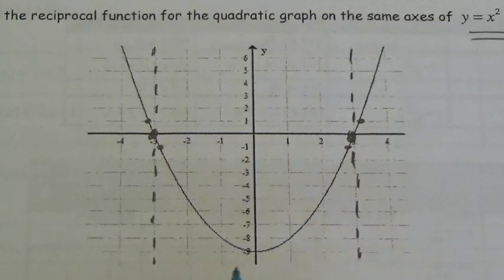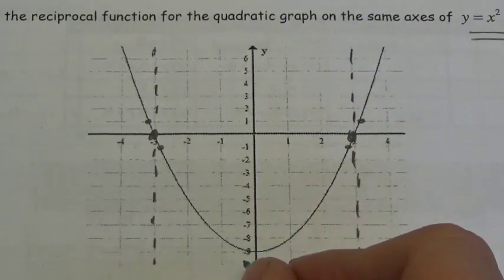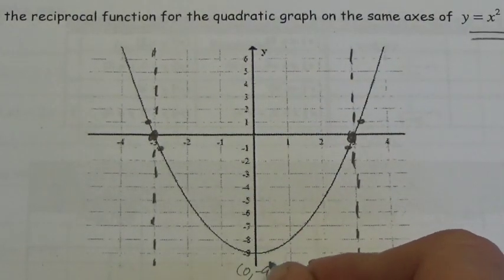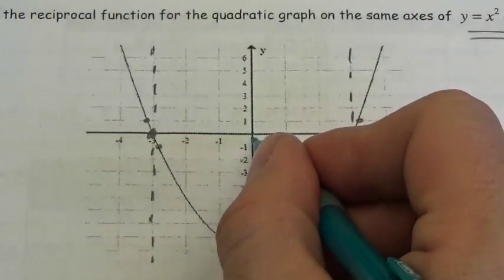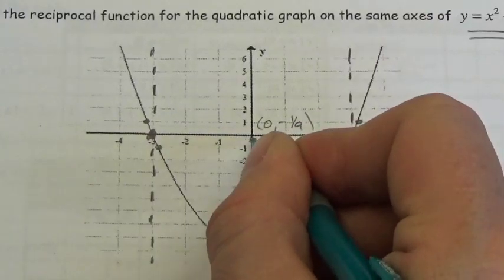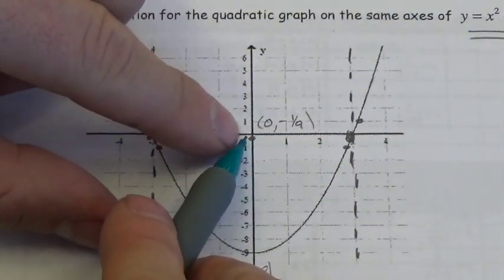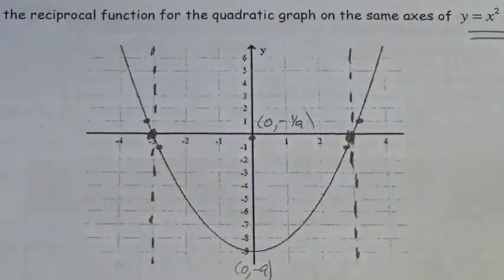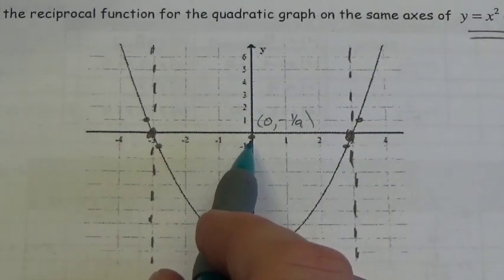Now the last thing we want to do here is notice that our graph drops down here to negative 9. Now the vertex here is the point (0, negative 9). When we reciprocate that, that's going to become the point (0, negative 1/9). Now notice it doesn't become positive, it's still negative. It's really close to the x-axis, but it's still underneath. That minimum is going to become this maximum.